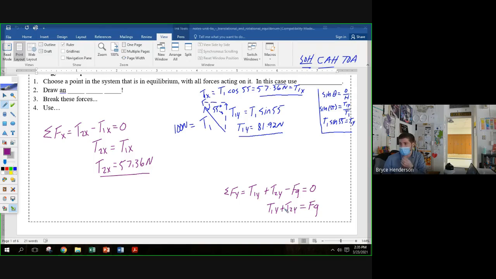Keep that in sight, because if we look at that, I know T1Y, it's right here, but I don't know T2Y. So in order to find FG, the weight of the sign, that's kind of the ultimate question, then I need to find T2Y. So let's draw T2. I'm going to do him back in green. Here's T2. We'll draw T2Y and T2X.